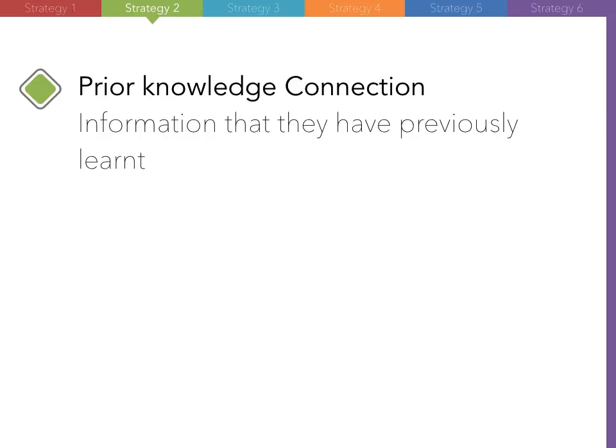The first is a prior knowledge connection, and this is where learners identify something in the information that they have previously learned or been taught. This could be from previous grades or the lesson before, it doesn't matter.